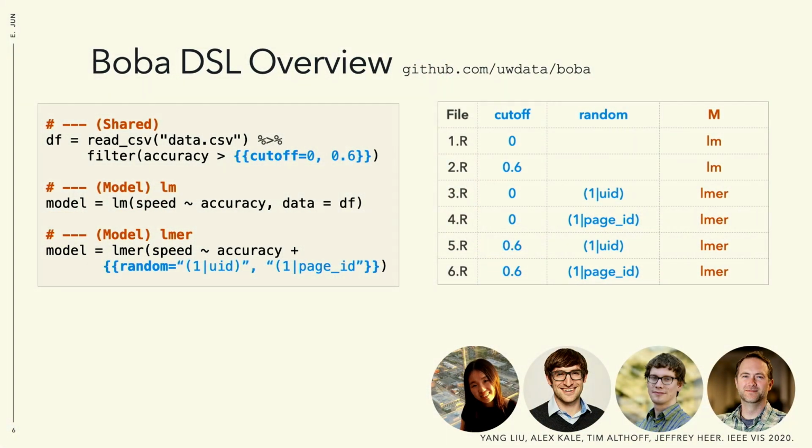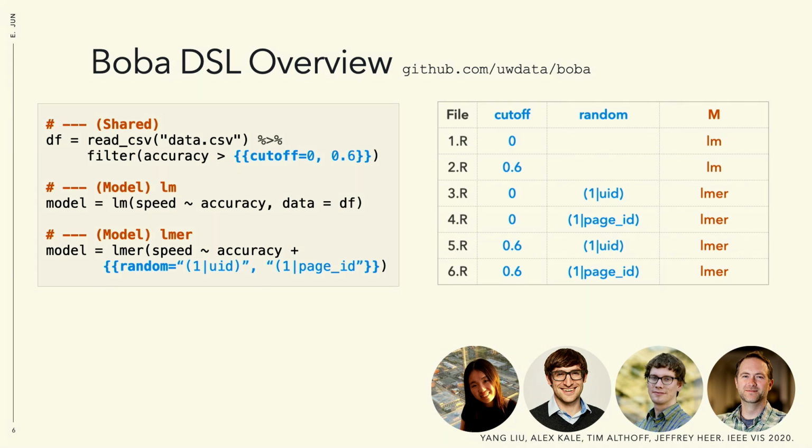To address this key authoring challenge, my former colleagues at the University of Washington, Yang Liu, Alex Kale, Tim Althoff, and Jeff Heer, contributed BOBA. BOBA consists of a domain-specific language, or DSL, as well as a visualization interface to interpret the multiverse analysis results. There are a number of important details in the open source code on GitHub, but for the sake of time, I'm just going to highlight a few key design decisions.